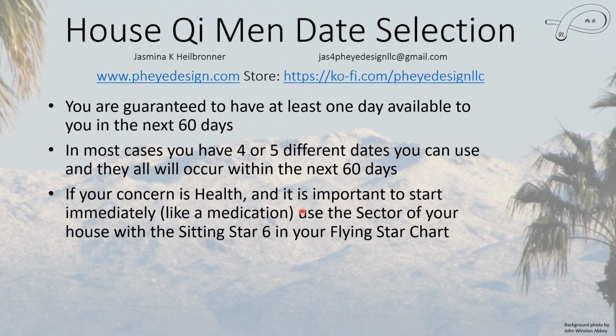Now, if your concern is health, and it's important you start something like a medication as soon as possible, then ignore this date selection. Use the sector of your house with the sitting star 6 in your flying star chart. This is a very good sector for your health when you have trouble. And you only have to do it that first day. You can continue, if it's convenient, to use that location, but it's important to at least start it that day.